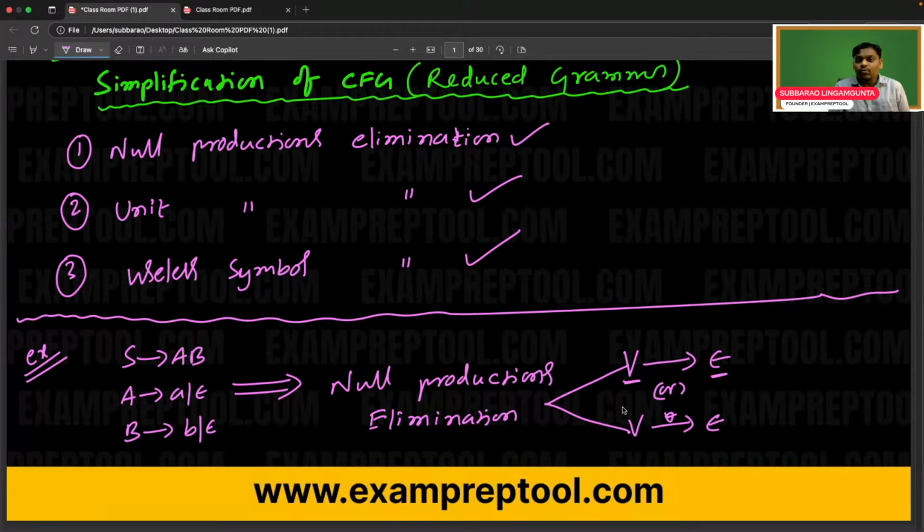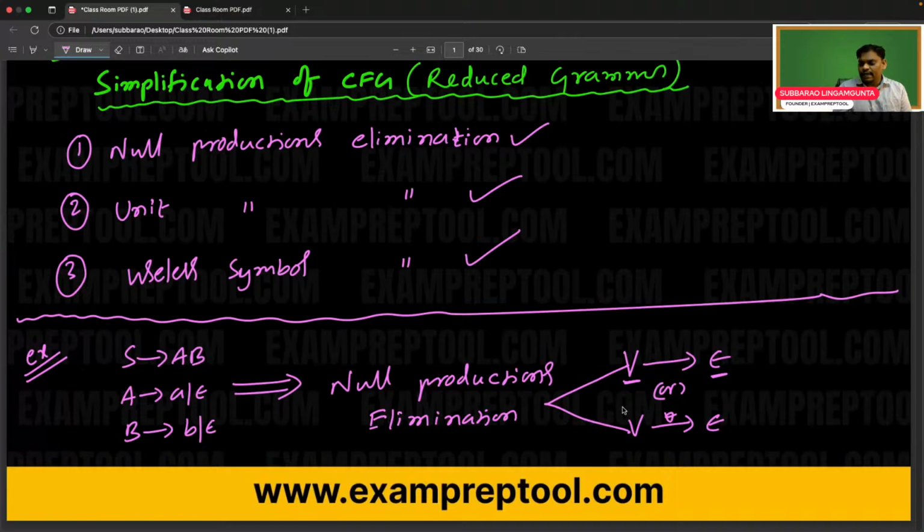You may ask, sir, why do you want to eliminate? Whenever parsing is going on, if null productions are there, it will create some problem for the parser, whether it is a top-down parser or a bottom-up parser. If the grammar contains null productions, it may create some trouble. That is the reason we have to eliminate null productions.